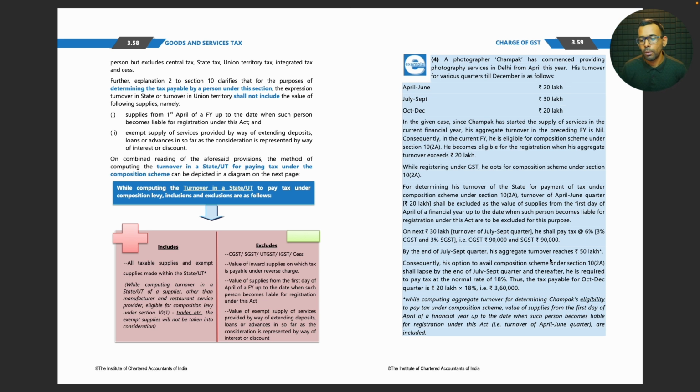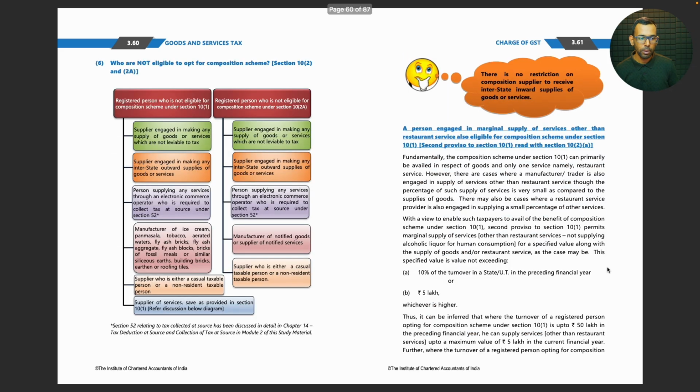Okay, so therefore the moment you cross the limit and you cease to be a composition player, you become a regular taxpayer, then from that moment, whatever the new supplies that you are making will be charged under regular tax. Whatever the old supplies that you made until that 50 lakh limit or 1.5 crore limit will still be given the reduced rate only, the composition rate. Okay, so that's a good understanding we have had today. From here, page number 60, we will start tomorrow.